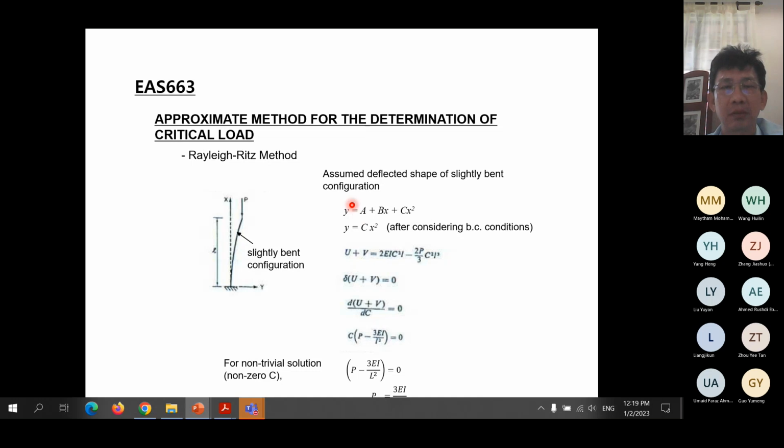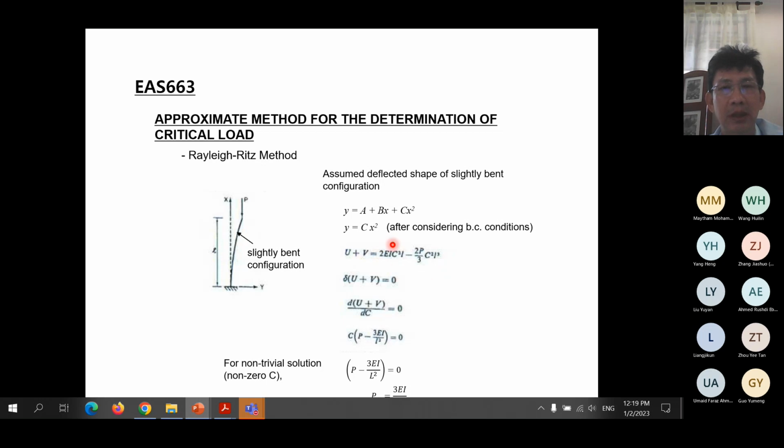So next, after we decide on the assumed deflected shape of these slightly bent configurations, we obtain the strain energy due to bending. Remember, what is that? Then we obtain the potential energy due to axial force. Here, remember the equations. By substituting this into the equations, differentiate first and then integrate. Then finally, we get to this.